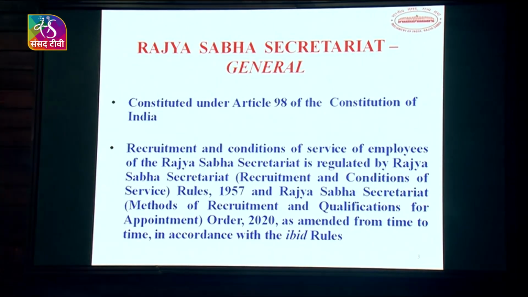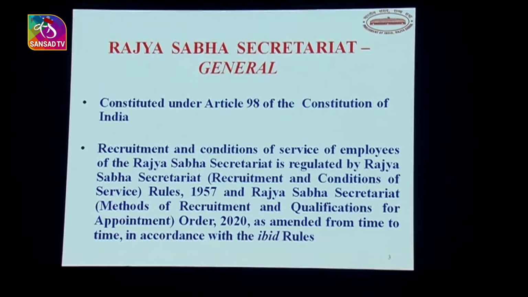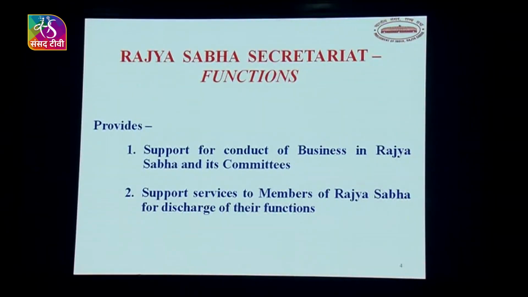The rules have been framed in 1957 and amended from time to time, with the last order coming in the year 2020. That prescribes the manner in which the recruitment will be done and what will be the conditions of service of all the people in the Secretariat. That is starting from Secretary General to the person who is down below. Everything is codified and it conforms to the conditions which have been prescribed.